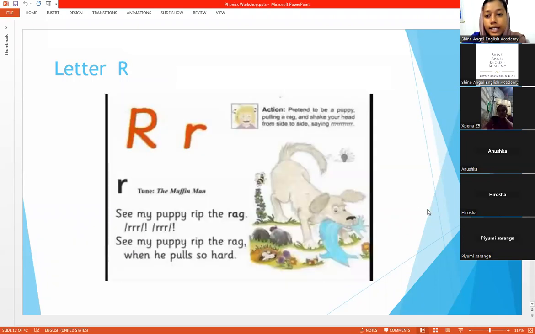So the next one is the letter R. So you're the dog, you have the rag, a piece of cloth, right? You have it in your mouth and you say rrr. So you're ripping. The dog is ripping the rag. See my puppy rip the rag. See my puppy rip the rag when he pulls so hard. You know the sound of the dog when he has something in his mouth and you try to pull it.